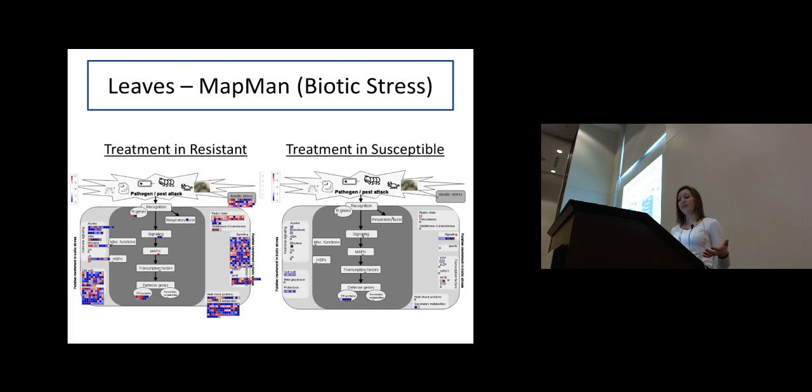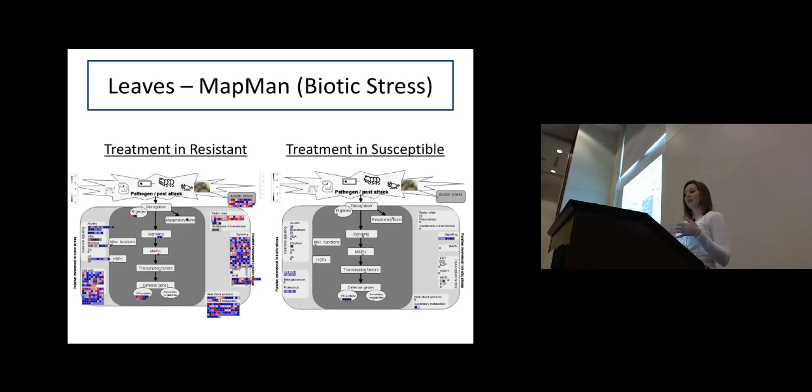Another way to visualize this RNA-seq data is with a program called MapMan. So every one of those colored boxes is a gene being expressed. And this first picture is what happens when the resistant plant is infected. And there are a lot of genes being expressed. And a lot of these genes are related to defense response as well. MapMan is grouping these genes into different functional groups. So there are genes related to hormones, related to signaling, related to abiotic stress. A lot of genes are being expressed.